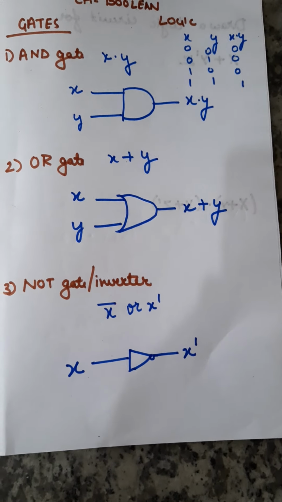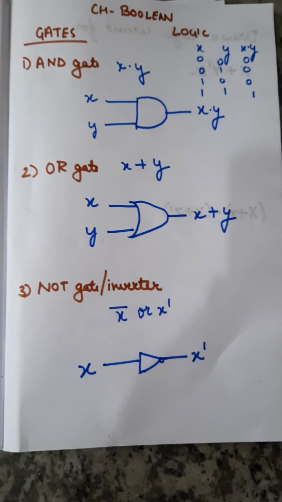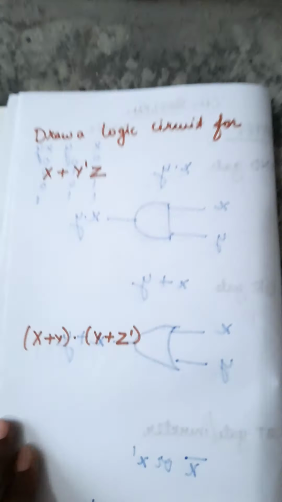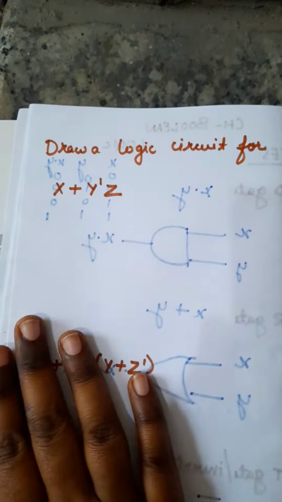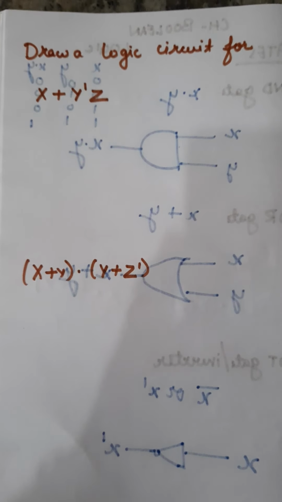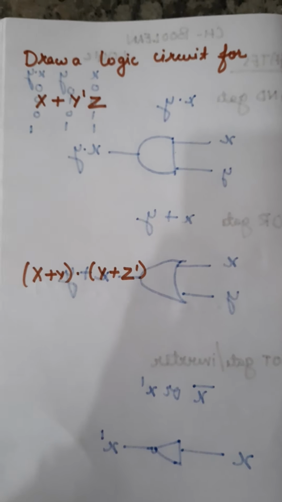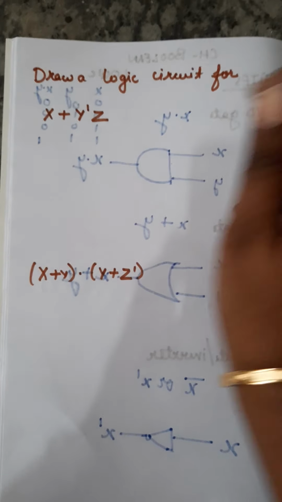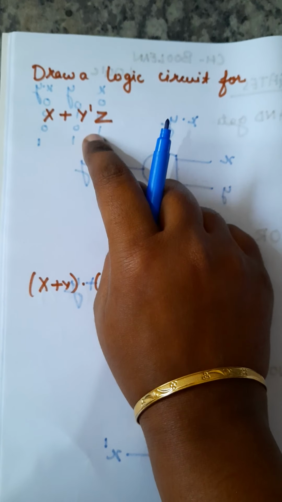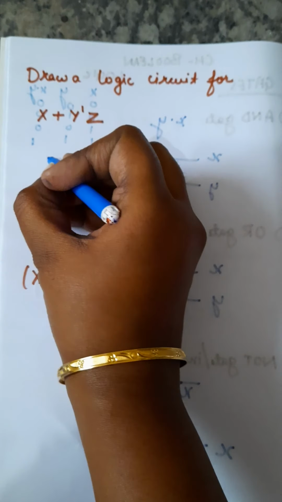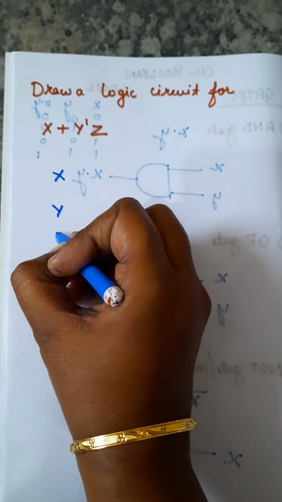Now we will learn how an expression is converted into a circuit diagram with the help of logic gates. For example, the first logic circuit we have to make is for x plus y dash z. How will we make x plus y dash z? First of all, we have to see how many inputs we have. We have x, y, and z. So we'll make three inputs, x, y, z.